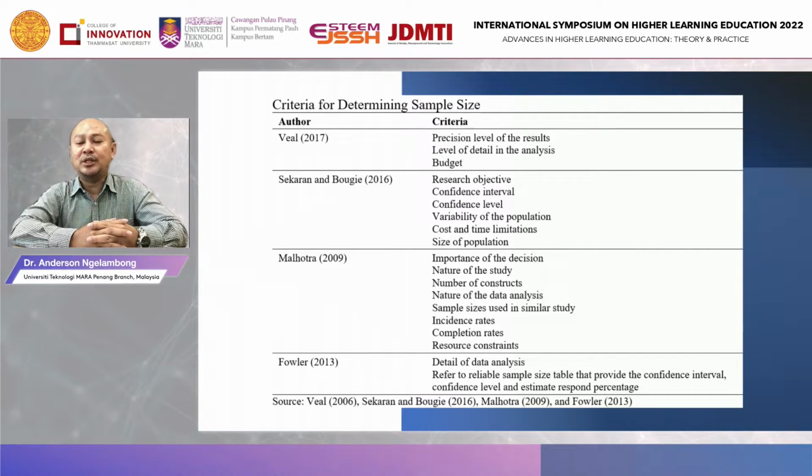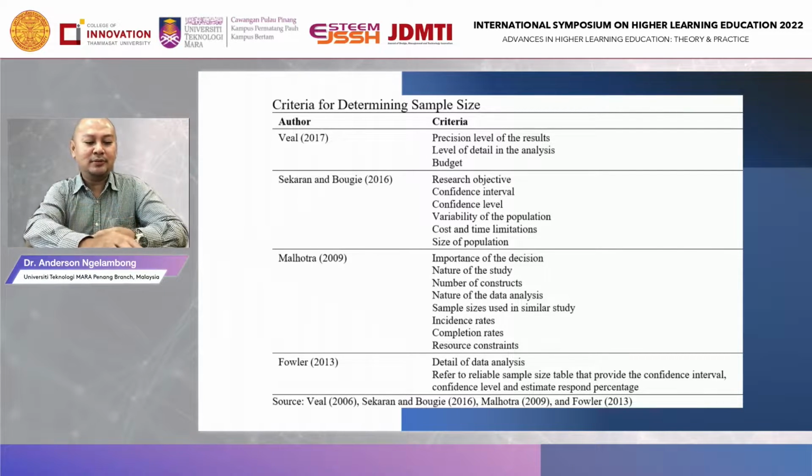For example, if you want to do oversampling, oversampling is, I think, unheard of before in research. Mostly you just do the exact number. But I think in some situations you need to do some oversampling, especially if the survey is not well responded to by the respondents. Lastly is Fowler 2013. He adds data analysis, and also the reliable sample size table that has confidence level and estimated response percentage. So these are the authors that have statistical evidence or support of the numbers they presented.